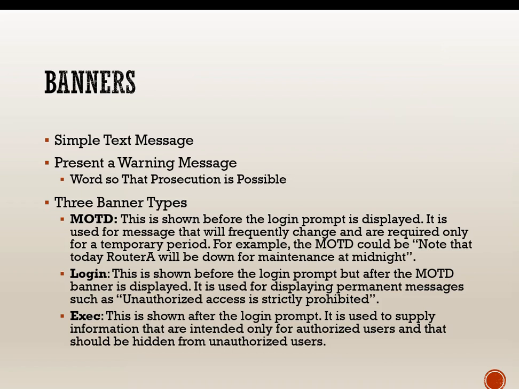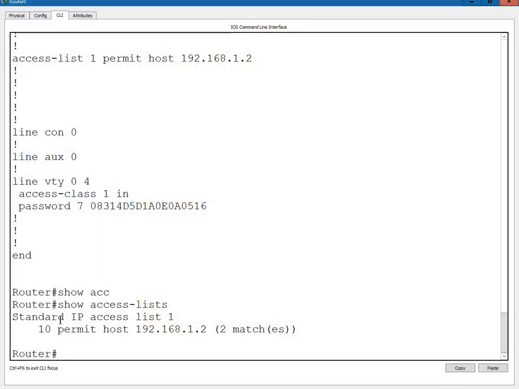The login is shown before the login prompt, but after the message of the day banner is displayed. Unauthorized access, this is the one that you want to word so that you can prosecute. And the exec is shown after the login prompt. It's used to supply information that's intended for authorized users. So after we get on, we should be able to see that. What I'd like to try to do is go back to the router and see if we can actually configure these things and then go all the way back and see what happens.